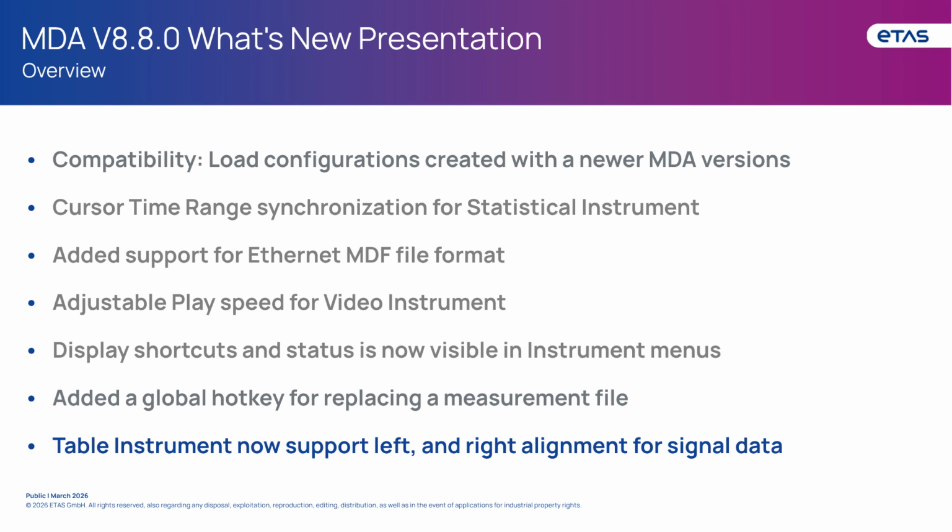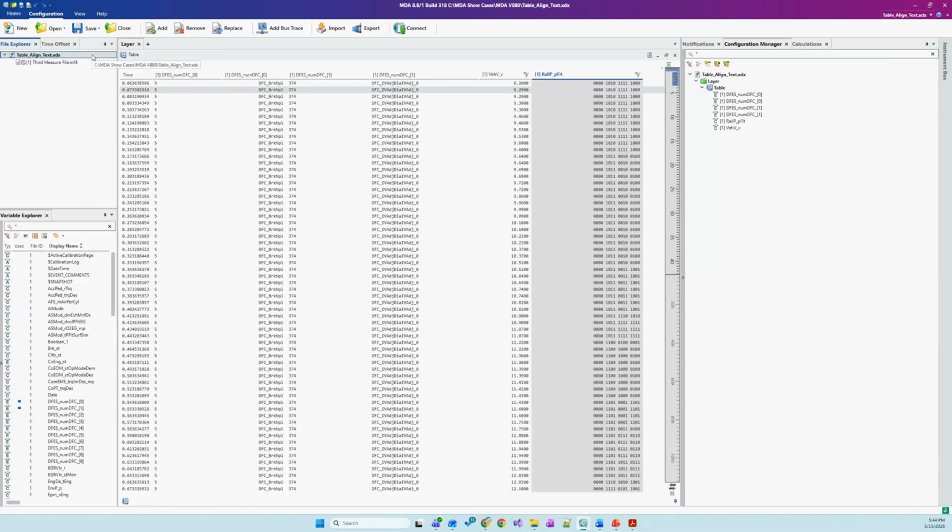In this section, I'd like to highlight the improvements made to the table instrument, which now supports left and right alignment for signal data. To further improve data readability, the table instrument now supports custom signal alignment. A new alignment icon in the toolbar allows you to toggle between the left and right alignment for your signal values. This makes it easier to scan and interpret different data types at a glance.